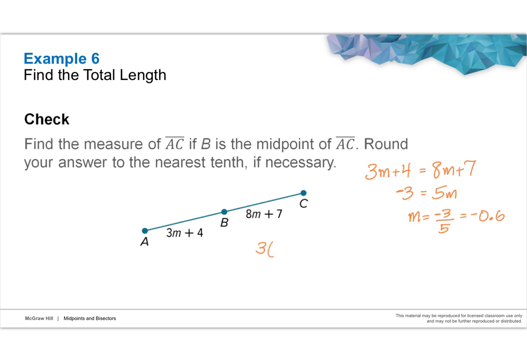And then we will go ahead and substitute that in to find the full length of AC. So 3 times -0.6 plus 4, plus the full length, remember, 8 times -0.6, all plus 7. And when you do the arithmetic on that, you should get that AC, which is what this is the expression for, forgot to label that, is positive 4.4.